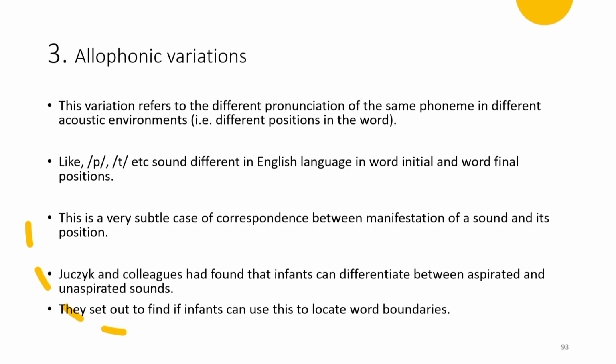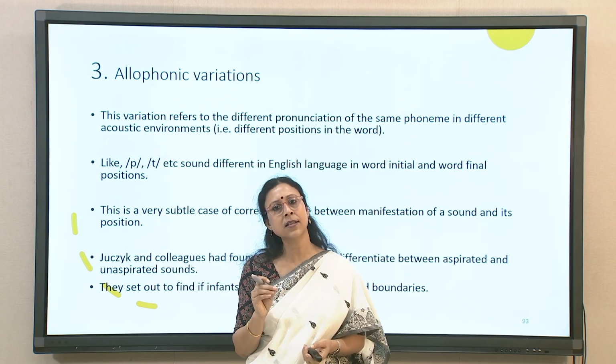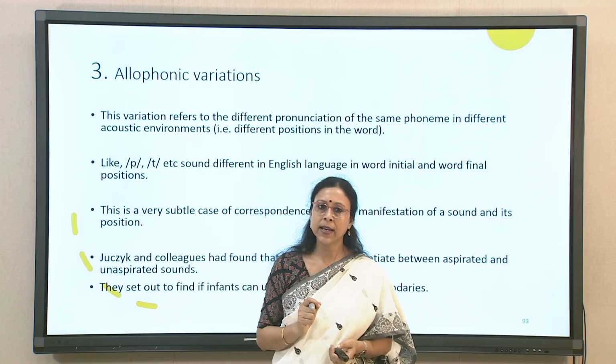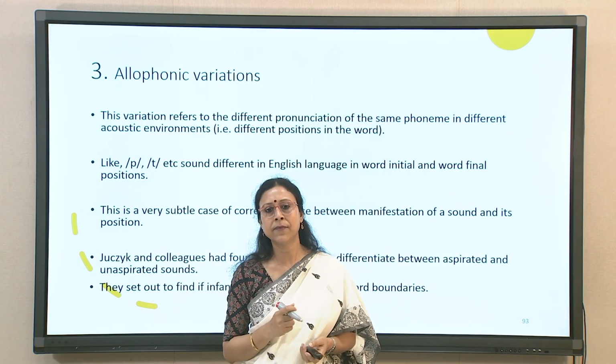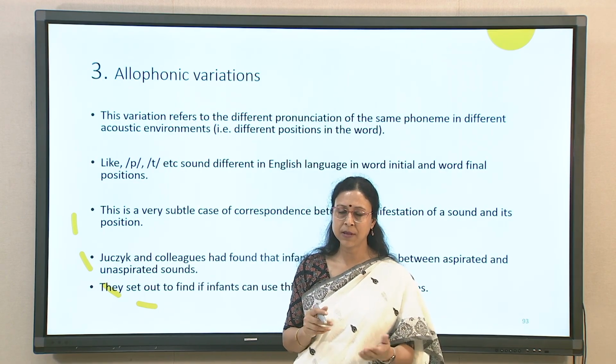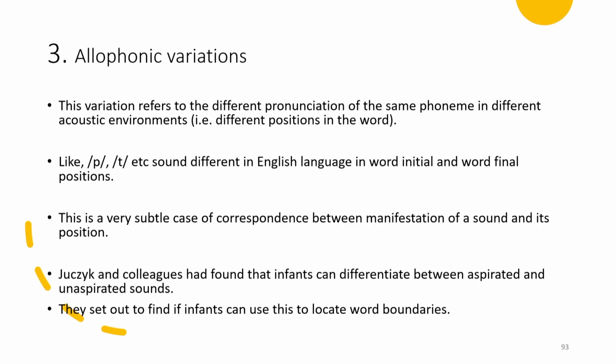So, this variation refers to the different pronunciation of the same phoneme in different acoustic environments, that is, different positions in the word, like pa and ta. This is a very subtle case of correspondence between the manifestation of a sound and its position. In English, if you hear the aspirated ta sound, that means it is at the beginning of a word, so automatically you will know the word boundary. Studies have again been carried out, and they found that infants can differentiate between aspirated and unaspirated sounds, like pa, pa. So, they set out to find if infants can use this to locate word boundaries.